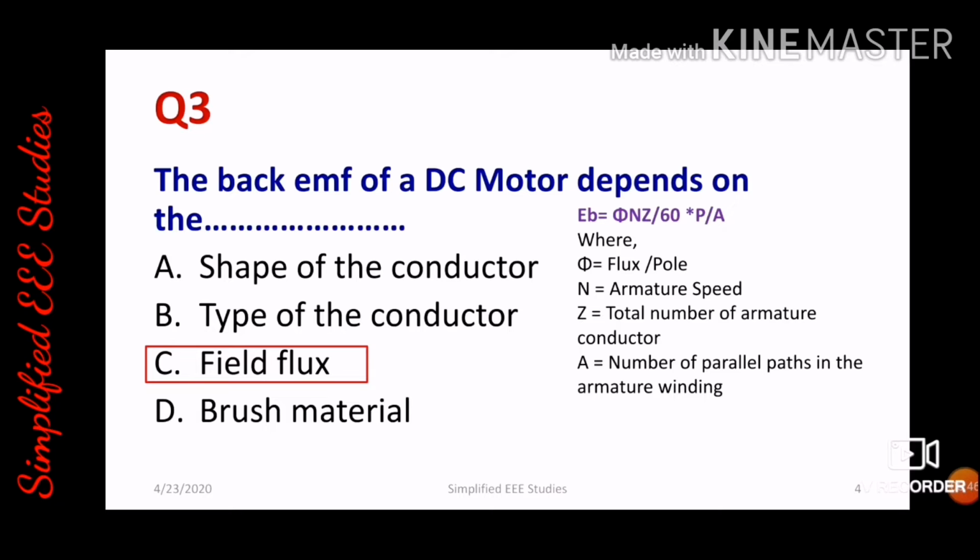So from this equation I can directly say that back EMF Eb is directly correlated with phi. I mean, Eb is directly proportional to flux phi. So from this I can directly opt option number C as the right answer. Field flux is directly proportional to back EMF.